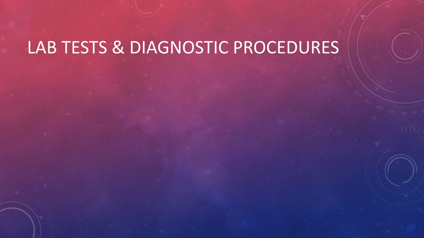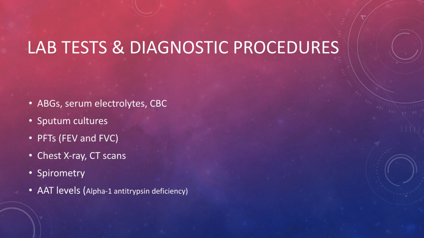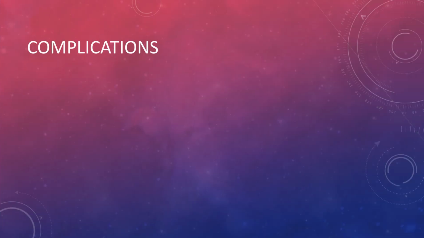Diagnostic tests for COPD include ABGs, serum electrolytes, CBC, and sputum cultures. Pulmonary function tests, or PFTs, such as FEV and FVC, are crucial. Imaging includes chest X-rays and CT scans. Spirometry and AAT levels are also important.